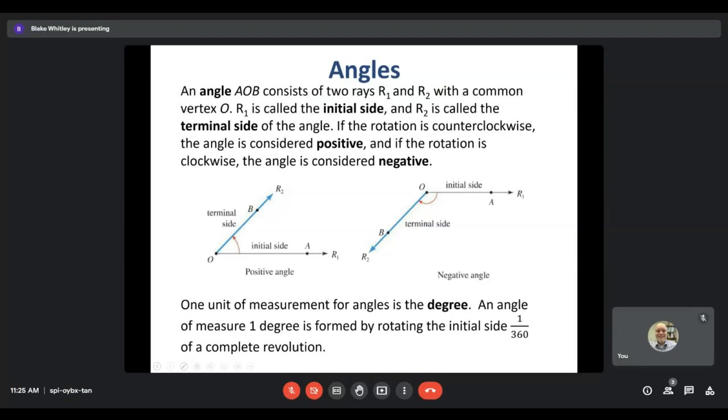Now, every angle is going to have an initial side and it's going to have a terminal side. And what we mean by that is the initial side is where we're going to start our measurement from, and the terminal side is where we end our measurement.